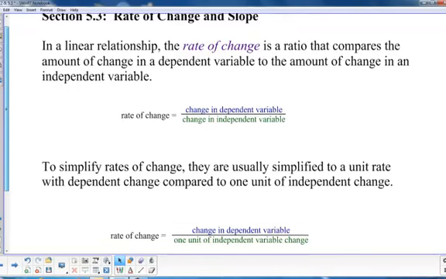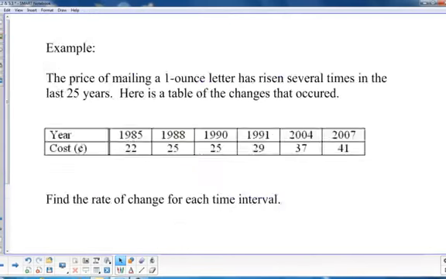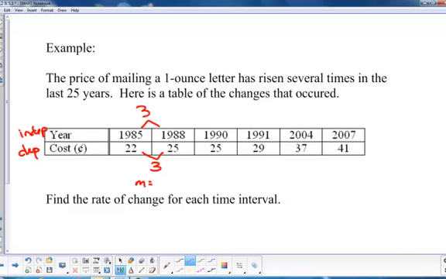All right, the next section is about rate of change. Okay, so this is your dependent variable and this is your independent variable. So for each individual interval, we're going to figure out the slope. So this is 3 over 3, so that slope is 1. This is 0 over 2, so this is no change, no slope.